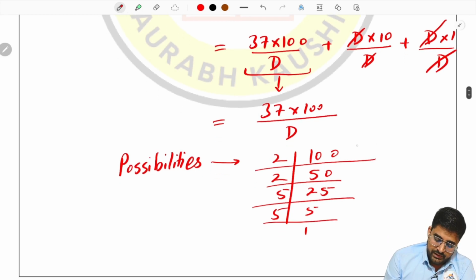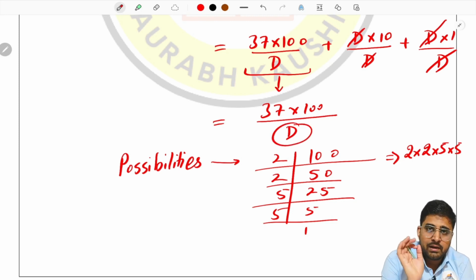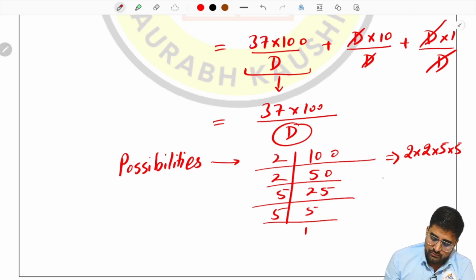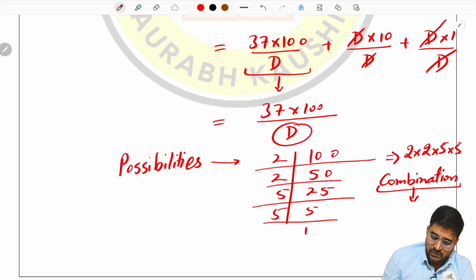What you have observed, that you have 2 into 2 into 5 into 5. Okay, and you need a value of D which is a single digit number. So how many combinations are possible? This is not a permutation combination question, but it's a simple one, but needs some technicalities to understand.